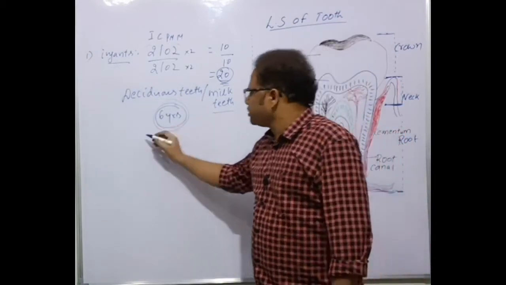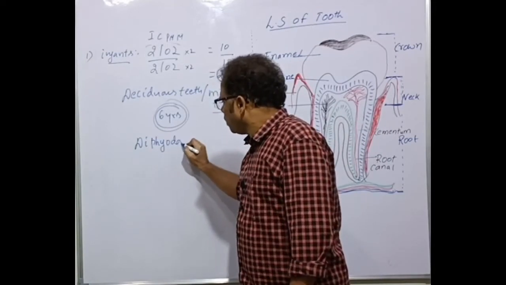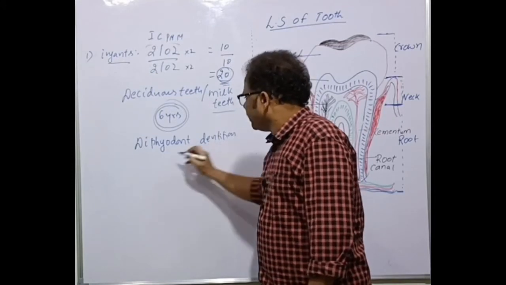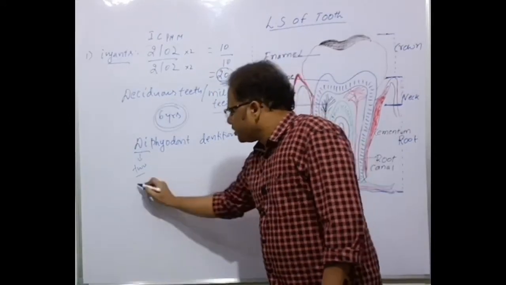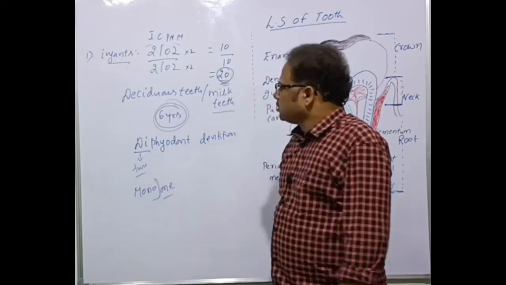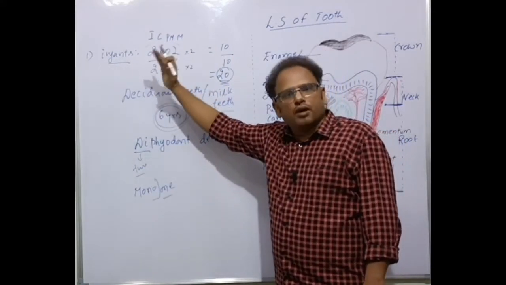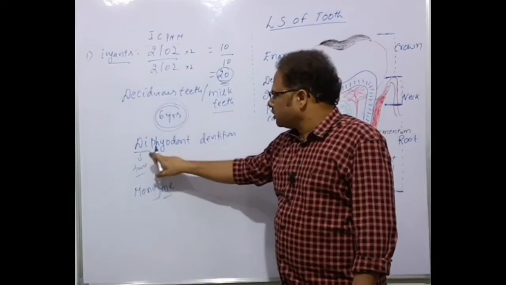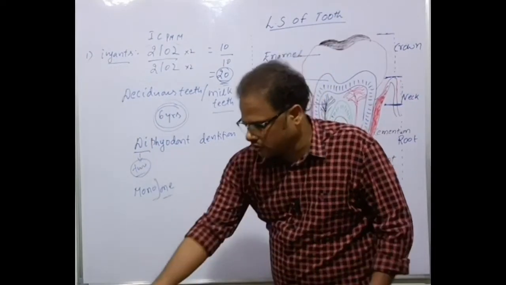Hence, this condition is called diphyodont dentition. Diphyodont dentition. Here, di means two, as different from mono. Mono means only one. Clear? Diphyodont dentition. Why? Because these are replaced again by permanent teeth. How many teeth are replaced? 20 teeth are replaced. That's why it's called diphyodont dentition, because it consists of two sets of teeth.